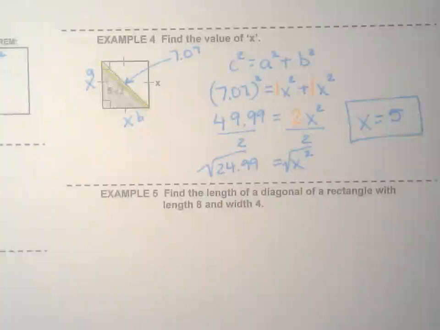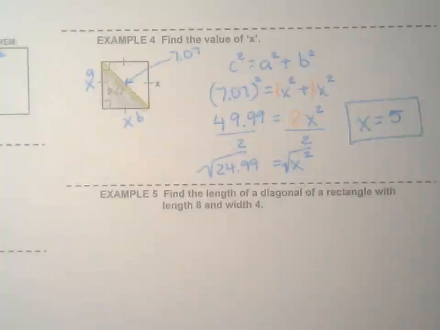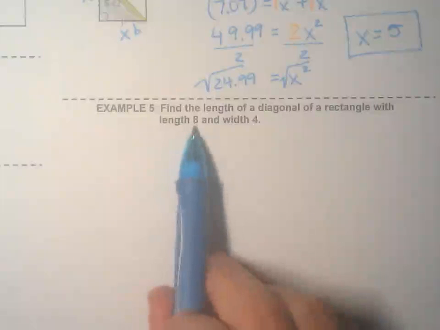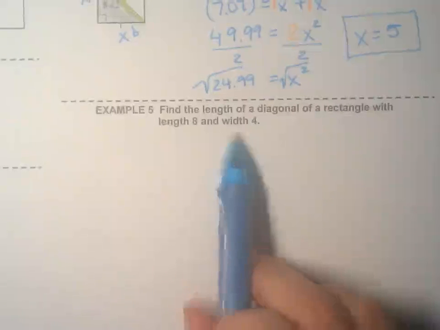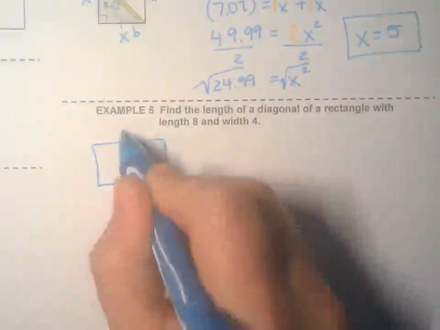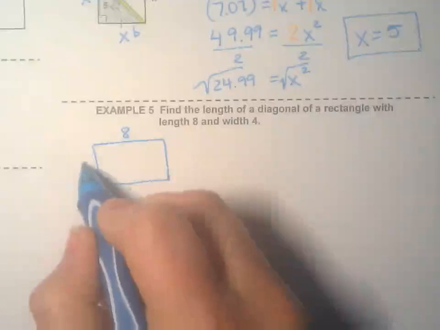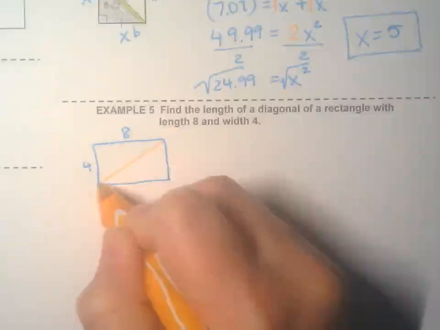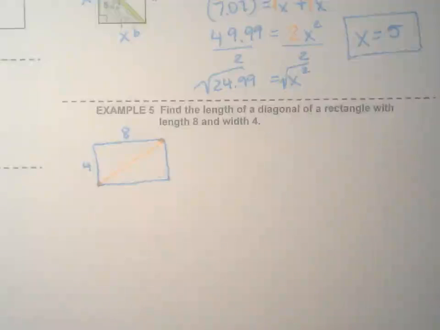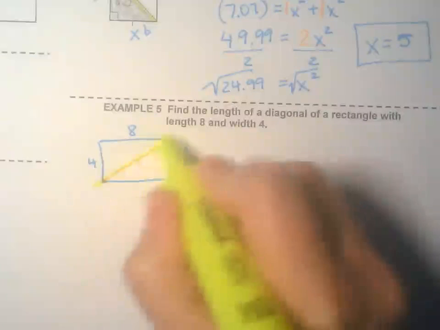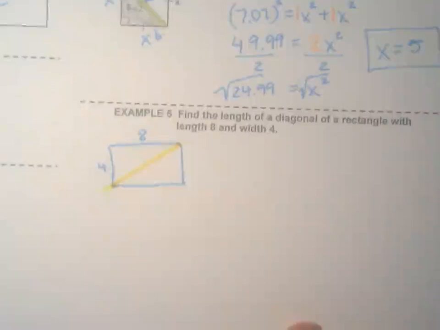Let's keep going. We have a couple more examples there. So we need to find the length of a diagonal of a rectangle with length 8 and width 4. So here's my rectangle. Length 8, width 4. I'm looking for the diagonal. Diagonal is from corner to corner right there. That's the diagonal. And that's also the hypotenuse. Okay, that's why I'm highlighting that yellow. That's what it's looking for.